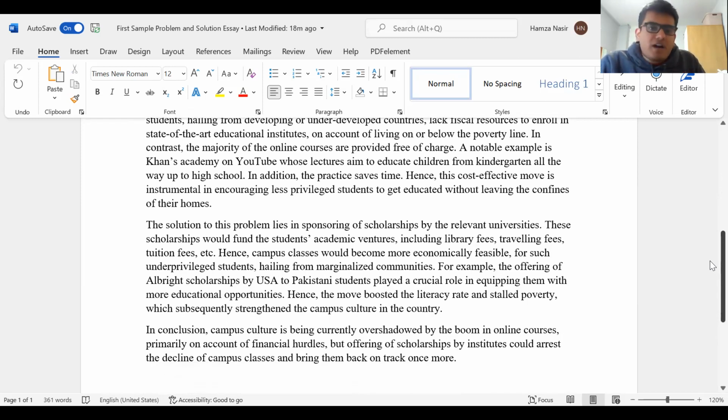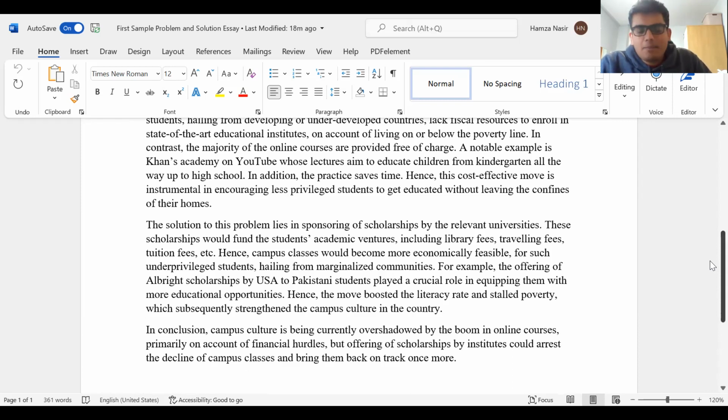Third paragraph. The solution to this problem lies in sponsoring of scholarships by the relevant universities. These scholarships would fund the students' academic ventures, including library fees, traveling fees, tuition fees, etc. Hence, campus classes would become more economically feasible for such underprivileged students hailing from marginalized communities. For example, the offering of Fulbright scholarships by USA to Pakistani students played a crucial role in equipping them with more educational opportunities. Hence, the move boosted the literacy rate and stalled poverty, which subsequently strengthened the campus culture in the country.